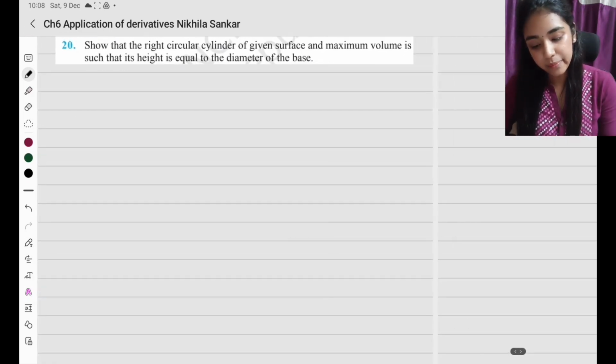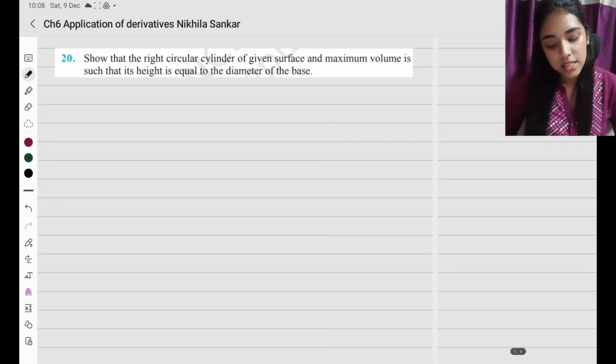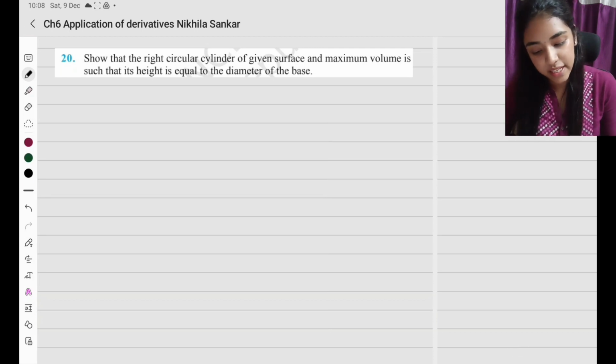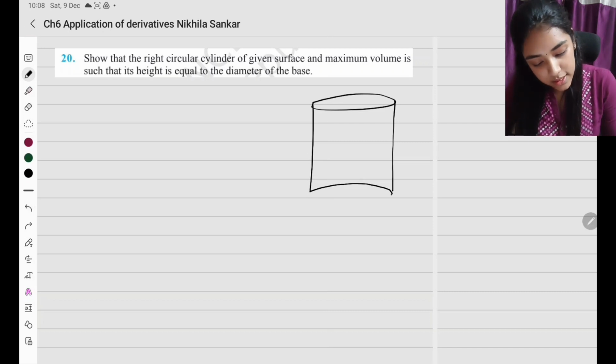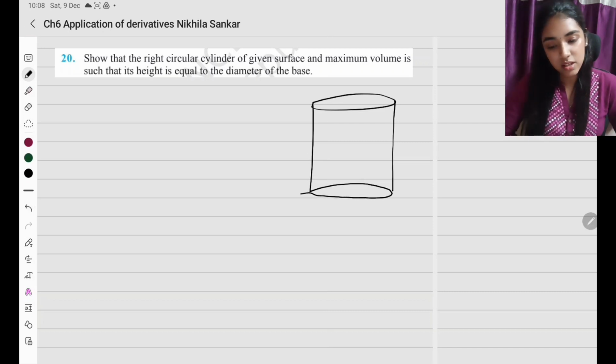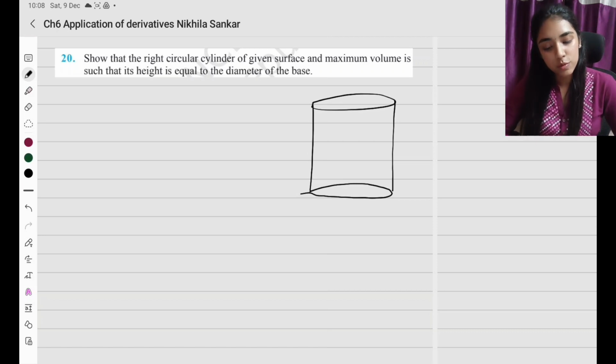Question number 20. Show that the right circular cylinder of a given surface area. Given surface area. Okay, I'll first draw the diagram. So I have a right circular cylinder. Okay. Let me draw this properly. I have a right circular cylinder and of a given surface area and maximum volume such that the height is equal to the diameter of the base.